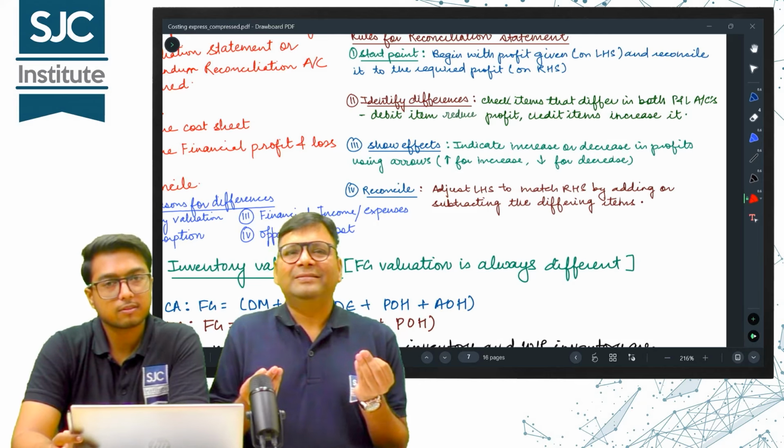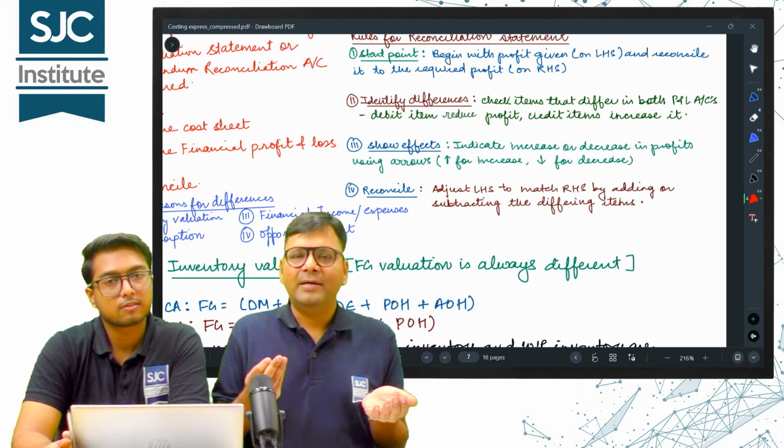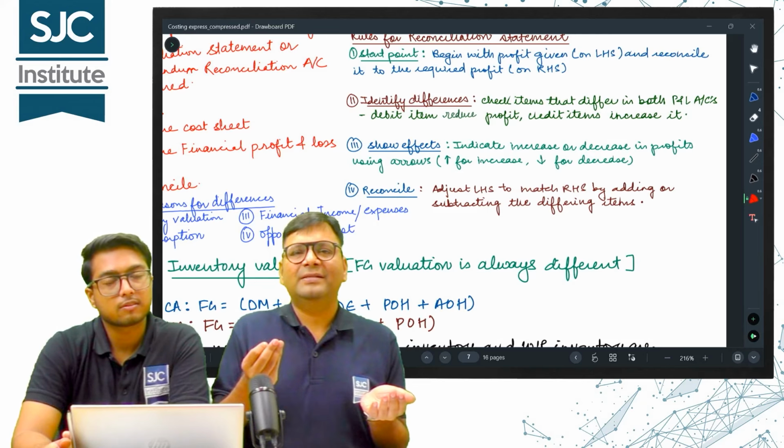It is a PL debit item, so it will reduce profit in cost accounting by 1 lakh. So in cost accounting, you will show it by way of a downward arrow of 1 lakh. And in financial accounting, say this amount is 80,000, which is the actual amount. So in financial accounting, this will reduce profit by 80,000.